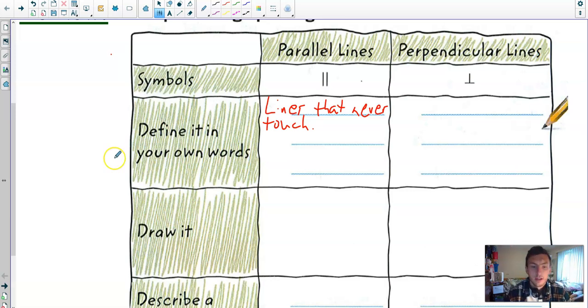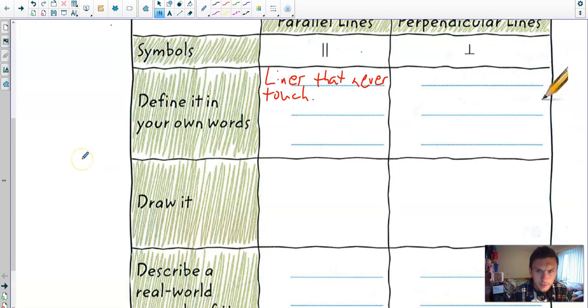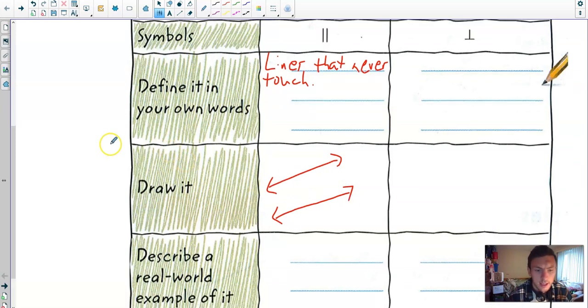going to touch. So if you have two lines and they look like this, because they're going to get closer together, then eventually they're going to touch. In order to be parallel, they always have to be the exact same distance apart. They never touch. Draw it. Usually it looks something like that. That's not perfect, but pretty close.